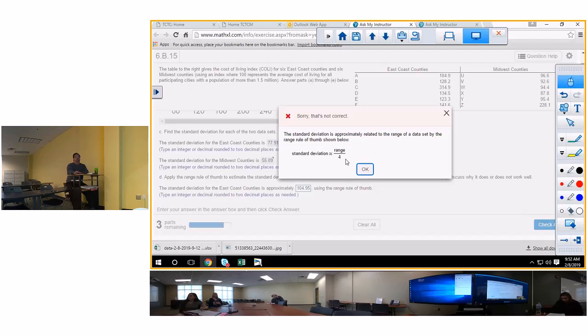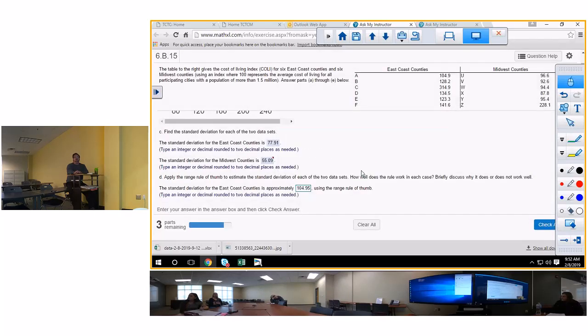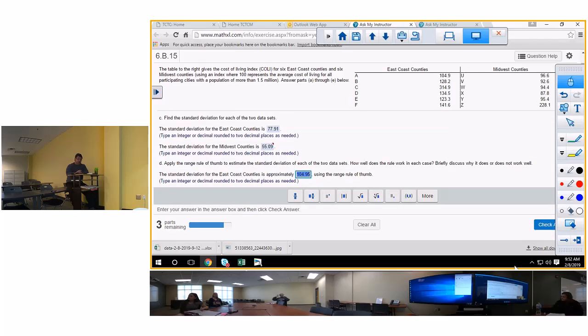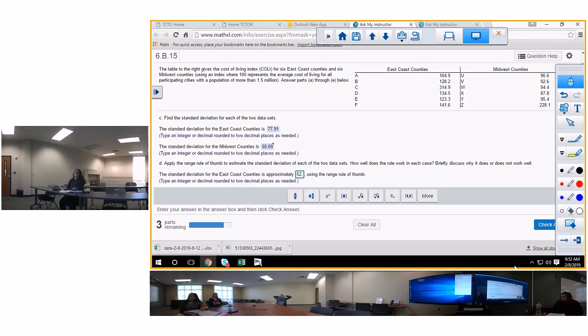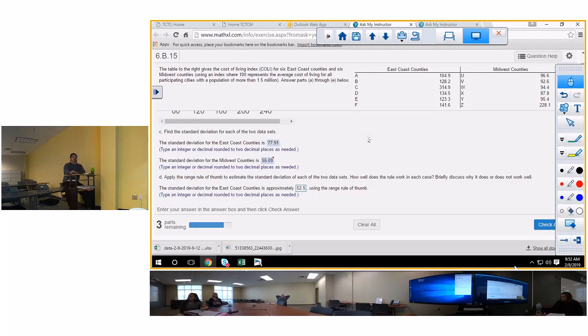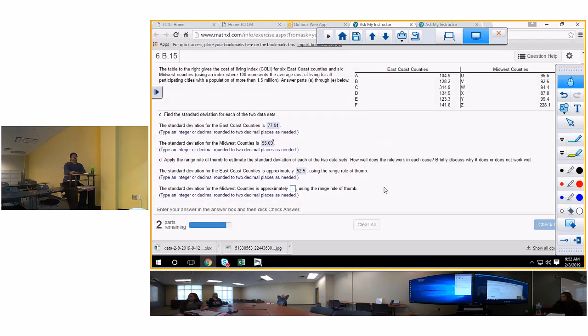Range divided by 4. Did I not do that? Somebody take the high minus the low and divide by 4. I thought it was right. 52.5. Huh? 52.5. Okay, I don't know what I did either. Oh, I added it. That's what it was. 52.5. Yes. You don't use the range rule of thumb very much, but it's basically going to say that the second one, the Midwest, is smaller.